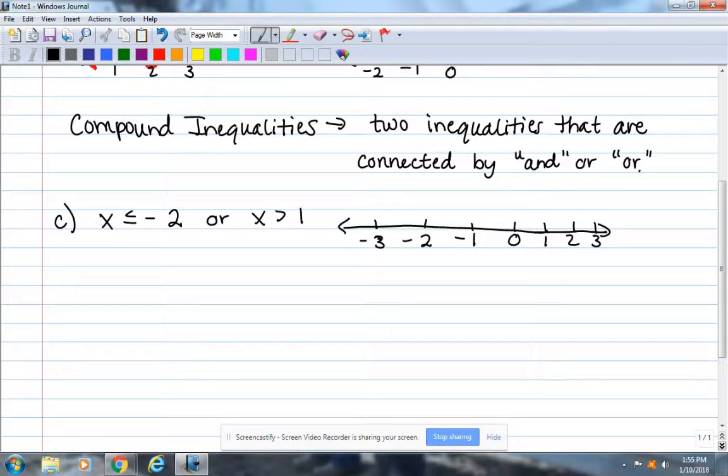So let's start with the first one and ignore the second one for a second. How would we graph x is less than or equal to -2? Do we use an open circle or a closed circle at -2? Closed, because it said or equal to. And which direction do we go for less than? Left.